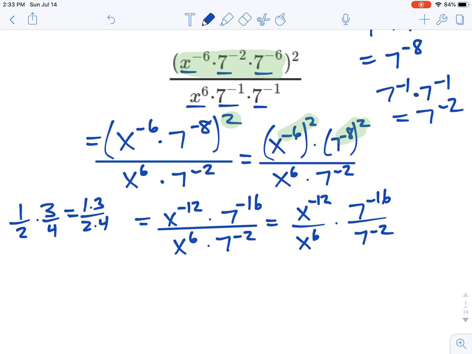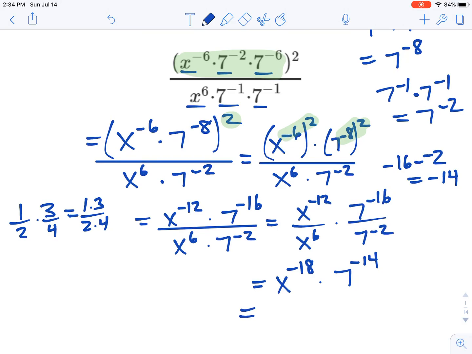Now our division rule says to keep the base and subtract the exponents. So negative 12 minus 6 would be negative 18 times 7 to the negative 16 minus negative 2. Be careful there. You've got 16 negatives. Taking away 2 negatives would only be 14 negatives left. So negative 14 would be the exponent of the 7.